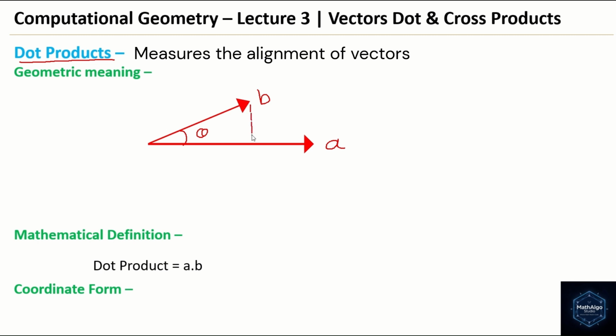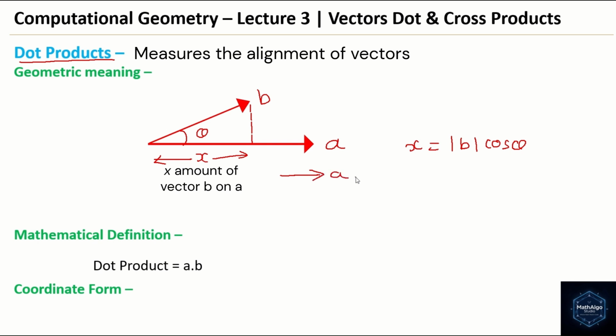If we project vector B onto vector A, the length of that projection, considered here as x, is equal to the magnitude of B times cos theta. So geometrically, the dot product tells us how much of vector B lies in the direction of vector A. This is why we say the dot product measures alignment between vectors.